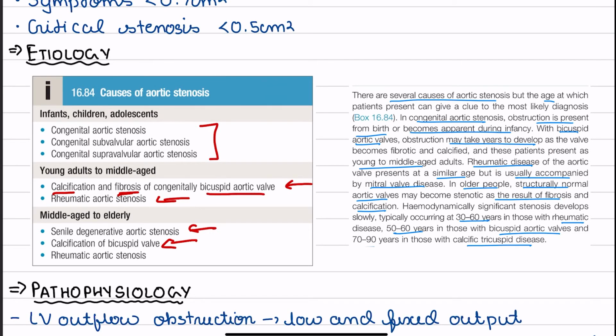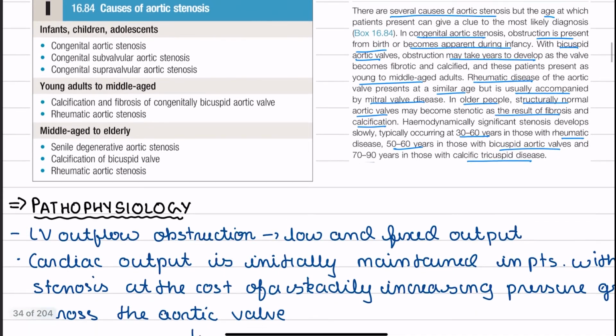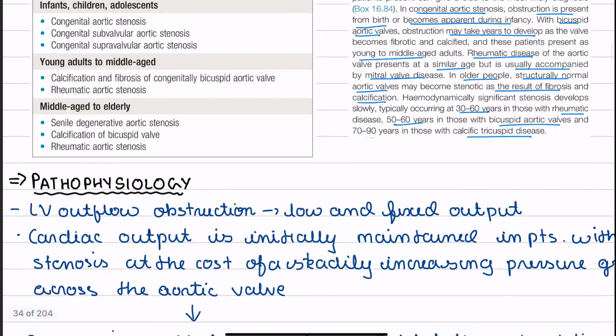So, congenitally bicuspid aortic valve. What is valvular aortic stenosis? It basically means aortic stenosis occurring due to calcification and fibrosis of this congenitally bicuspid valve. This is also called valvular aortic stenosis. Alright, now that the etiology is over, we'll go on to the pathophysiology.